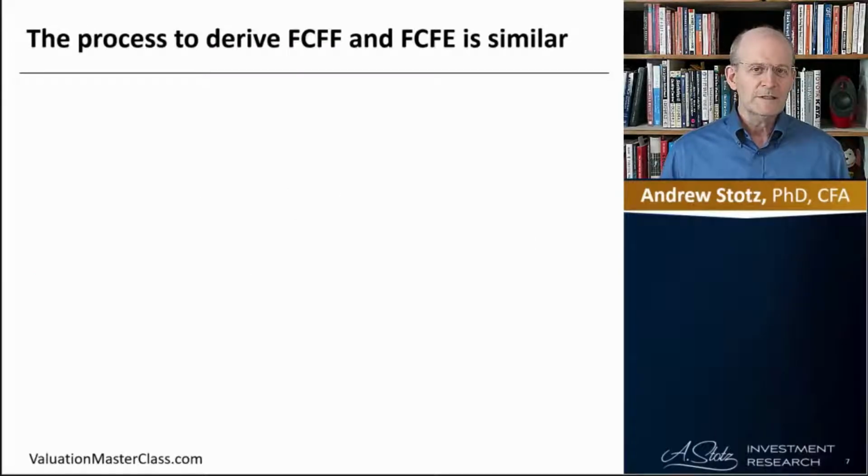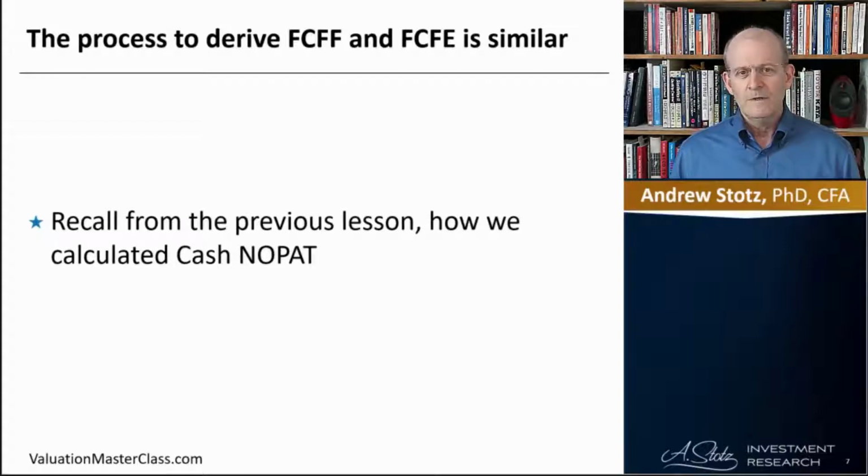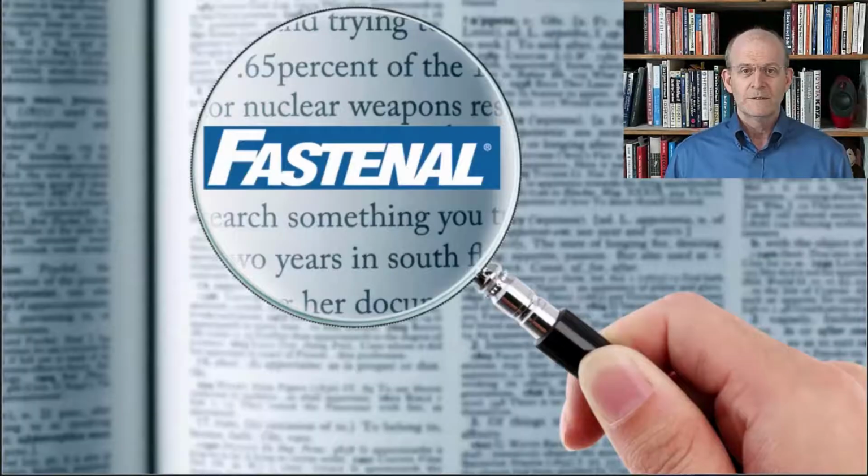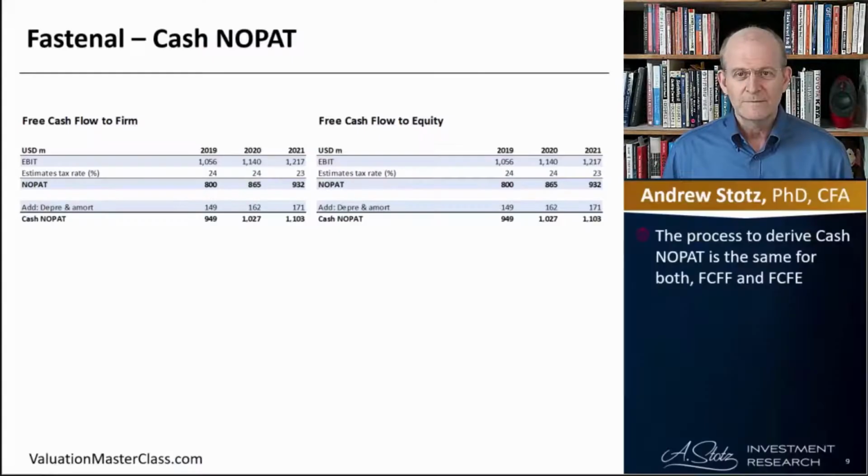So the process to derive free cash flow to the firm and free cash flow to equity is similar. Recall from the previous lesson how we calculated cash NOPAT. Cash NOPAT is equal to EBIT times 1 minus the tax rate, plus the depreciation amount. So here we can look at Fastenal and we can calculate the free cash flow to the firm on one side and the free cash flow to equity on the other. And the fact is that the process is exactly the same. We're going to calculate these side by side to make sure that you understand them.